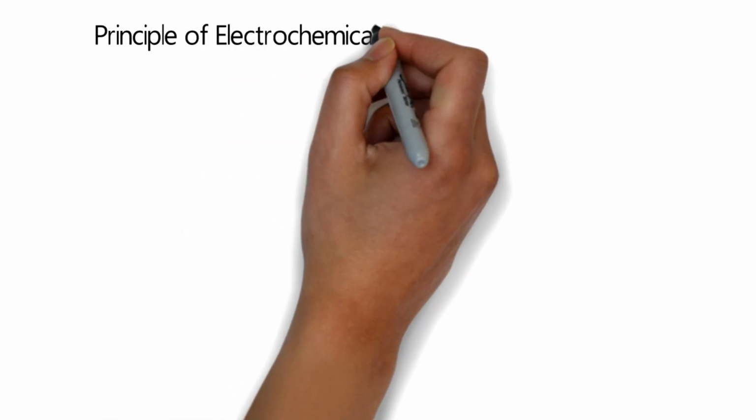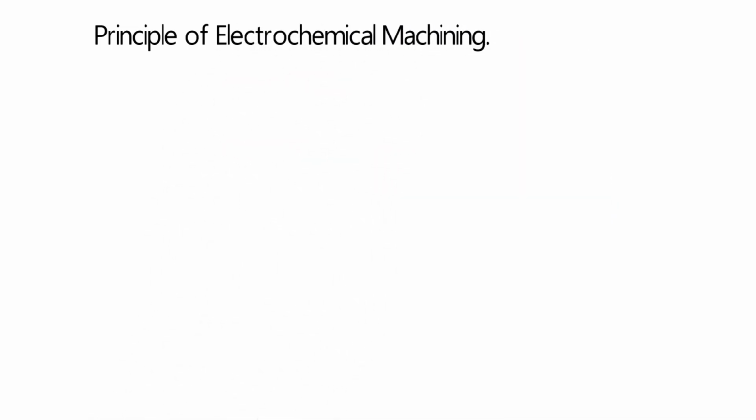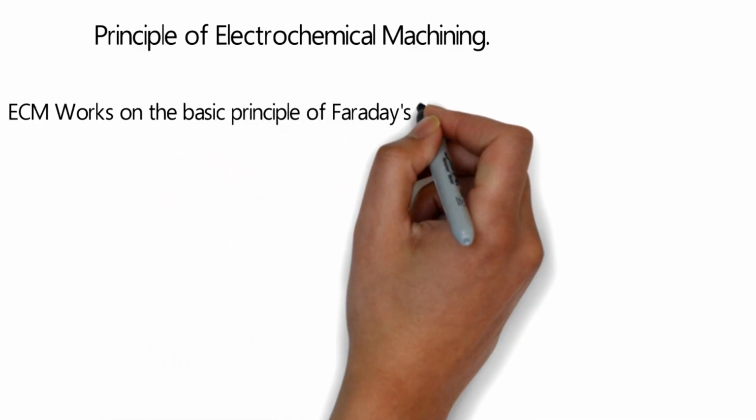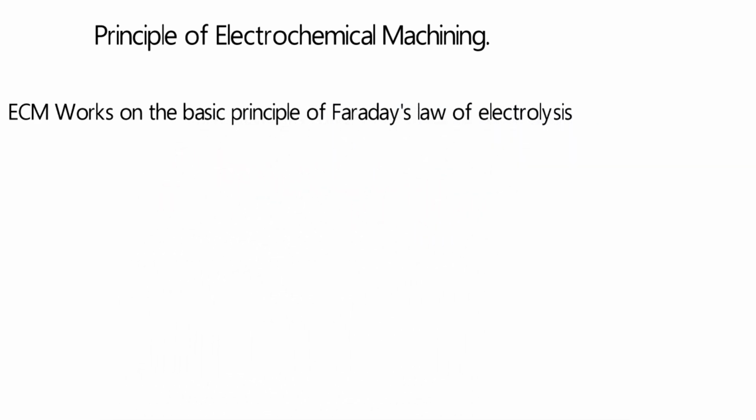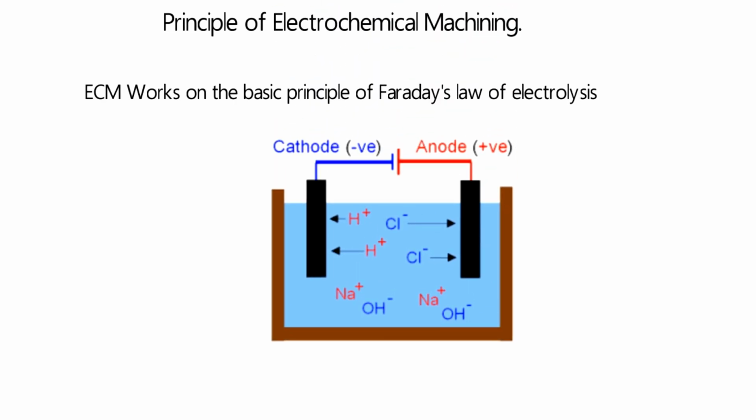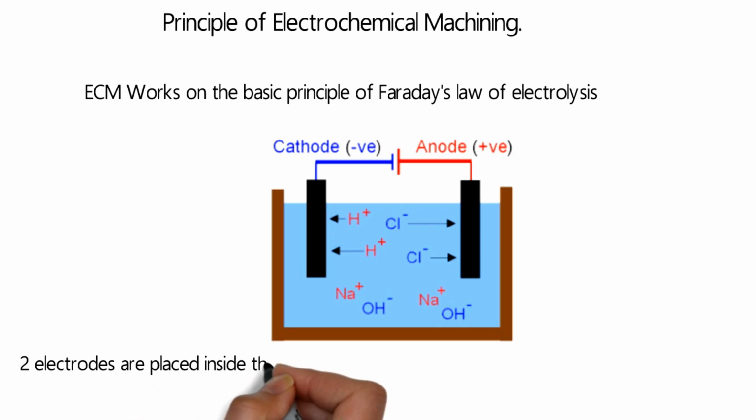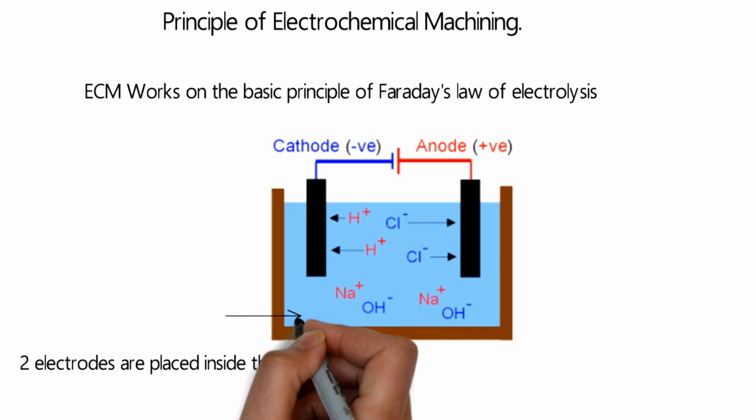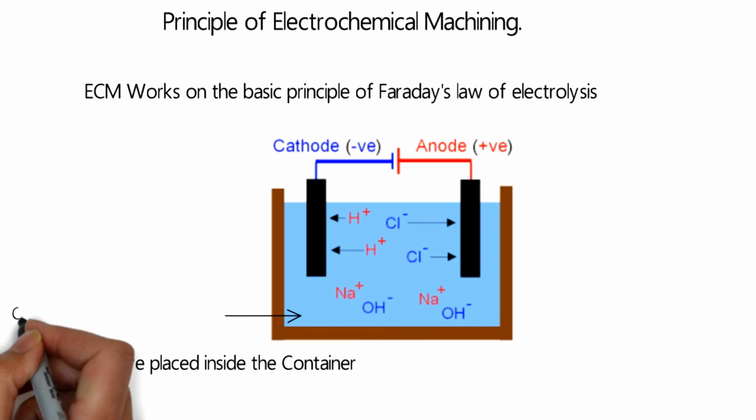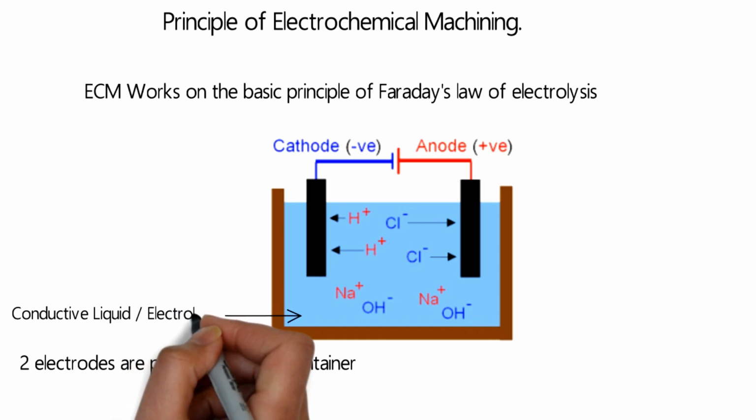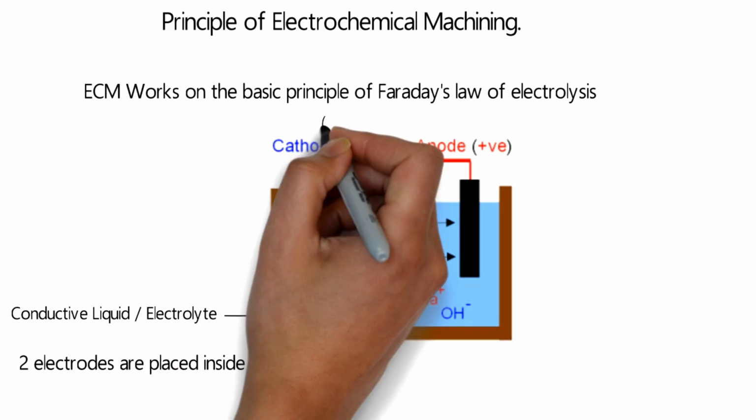So guys, let's begin with the principle of the electrochemical machining process. ECM works on the basic principle of Faraday's law of electrolysis. As we can see in this image, the cathode and the anode electrodes are placed in the electrolyte. That is, the two electrodes are placed inside a container which is filled with a solution known as the electrolyte, that can be NaCl plus water.